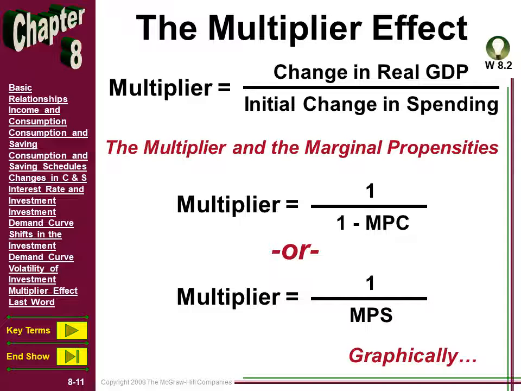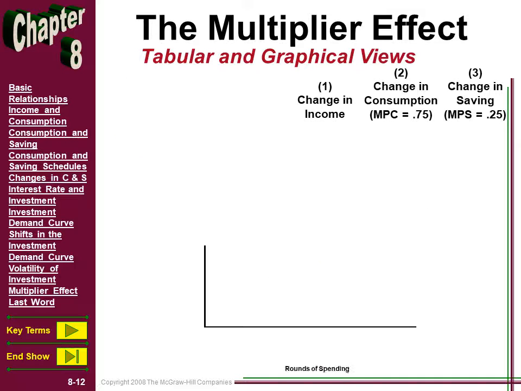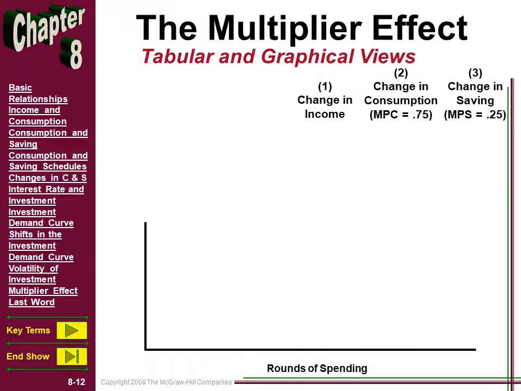So this formula tells us that the multiplier equals 1 over 1 minus the marginal propensity to consume, or 1 over the marginal propensity to save. Either one of these formulas can be used to calculate the value of the multiplier. Let's demonstrate mathematically how an initial change in spending creates a much larger change in GDP, in economic activity.